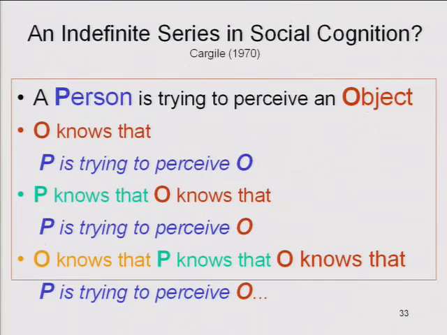What happens is you've got the possibility for what the philosophers would call an indefinite series in social cognition. So you've got a perceiver, who's trying to perceive an object, who's also a person. The object of perception knows that the perceiver is trying to perceive the object. The perceiver knows that the object of perception knows this. You can see where this is going, right? It's turtles all the way down, in the famous phrase. Where does it stop? There is a kind of reflectivity to social cognition that doesn't occur in other domains.